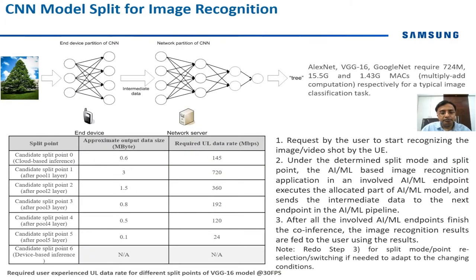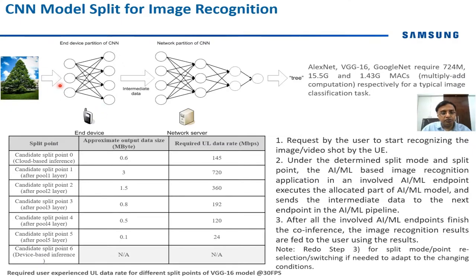This slide captures the typical procedure that the user equipment needs to do in order to do a split of a convolution neural network model. And a typical use case could be for image recognition. So for example, if the user on the user equipment side presses the need to start recognizing the image, then there needs to be a decision made that what should be the split mode.